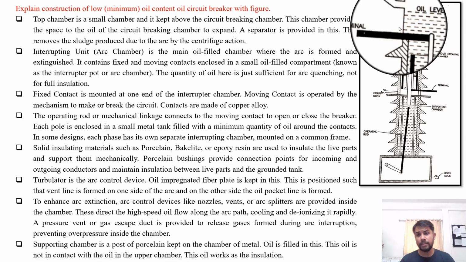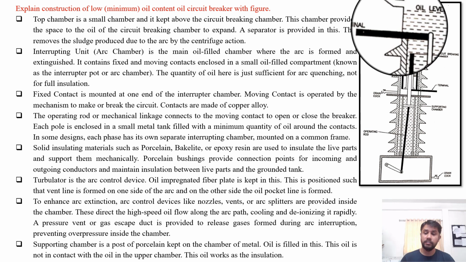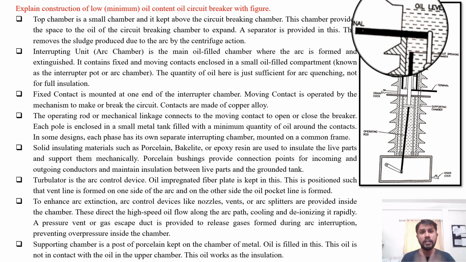The supporting chamber of the bottom part is the post of the porcelain kept on the chamber of the metal. Oil is filled in this. This oil is not in direct contact with the oil in the upper chamber. This oil works as the insulation. So this is the constructional information of minimum oil content circuit breaker.